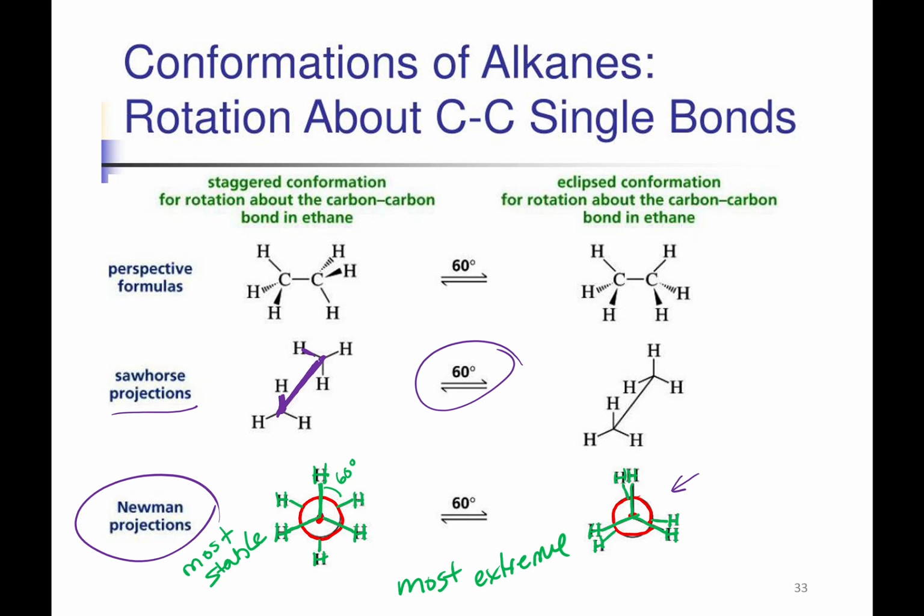But if you see any of these projections, it's trying to show you this is the front carbon, this is the back carbon, that circle, and it's just trying to help you look at what is happening at that particular carbon and show you how the hydrogens are lining up so you can determine which one is a higher energy or lower energy structure.